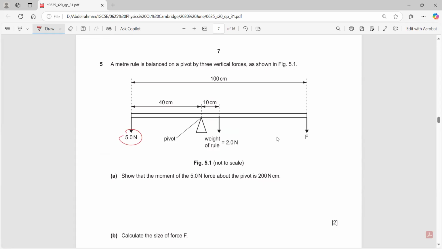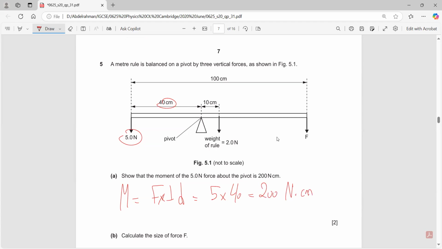How can I find the moment? Moment equals force times perpendicular distance. What's the force? 5 Newtons. And what is the distance to the pivot? The distance to the pivot is 40 centimeters. So this gives you a total of 200 Newton centimeters. Okay, this is easy.